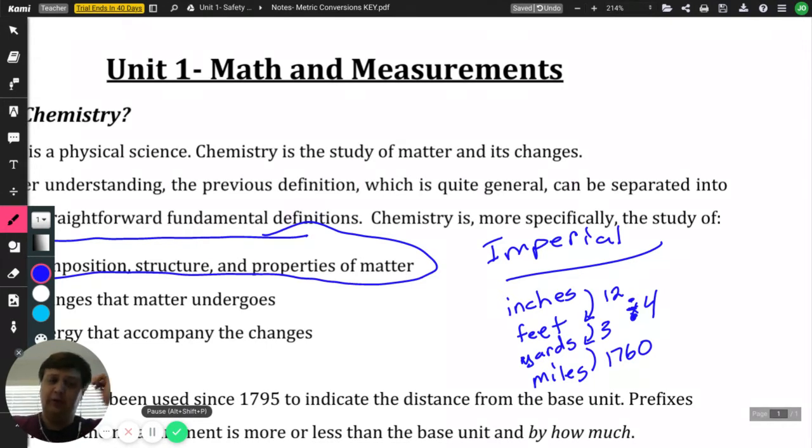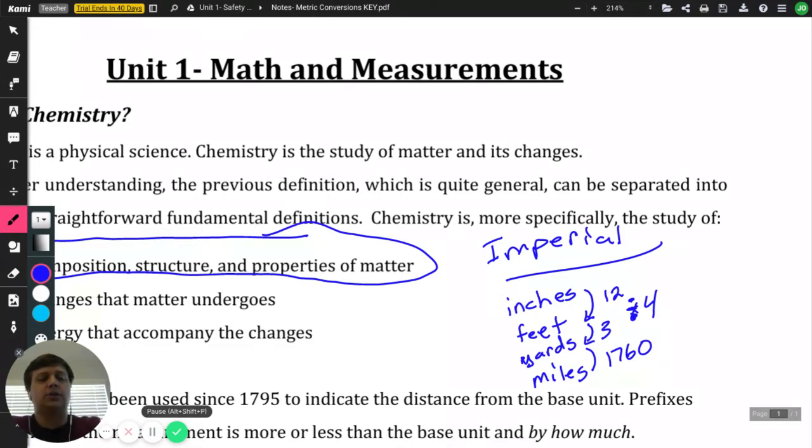Okay, so we went from 1 inch, and then it took 12 inches to go to a foot, and then it took 3 feet to go into a yard. Okay, we're getting smaller, and then all of a sudden, 1,760. Okay, it doesn't make any sense, right? Whereas if we're talking about the metric system, what we're going to see is that every single time it's going to go up by a factor of 10.